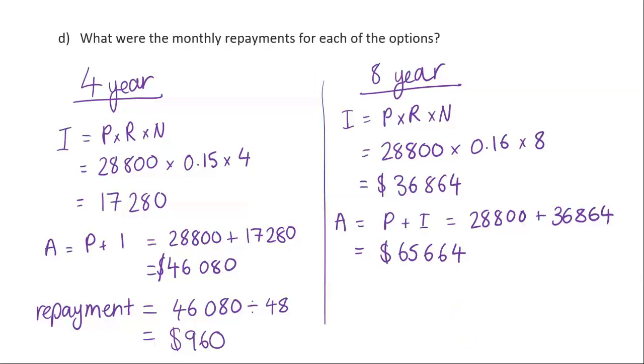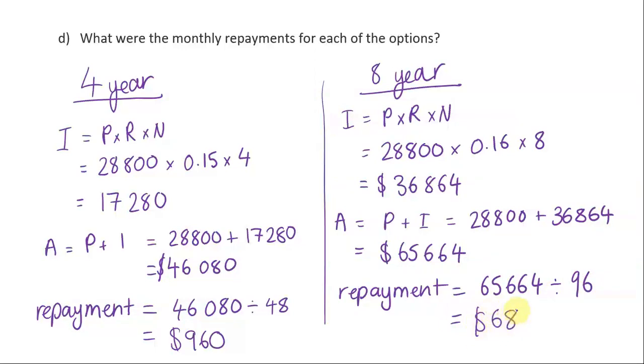And we can calculate each repayment just the same way as we did for the 4-year option. 65,664 divided by, now instead of 48 periods, we're going to have 8 years, 12 payments per year. That gives us 96 payments altogether. So if we divide 65,664 by our 96 payments, that will give us payments of $684 per month. So there you go. That was quite a long question and quite tricky, but that's the calculation process for all of the different steps for that question on Andrew's purchase.